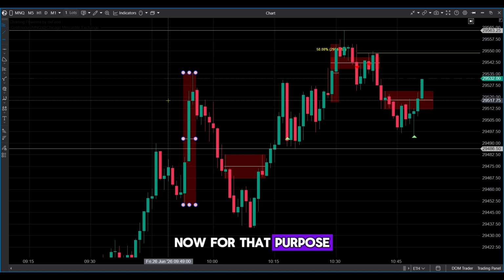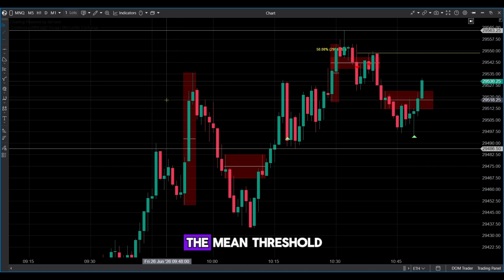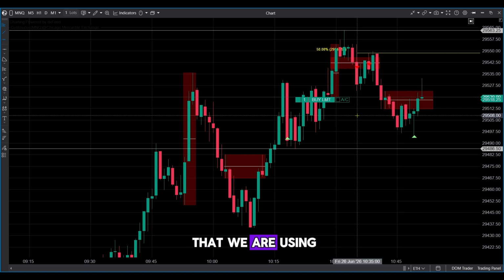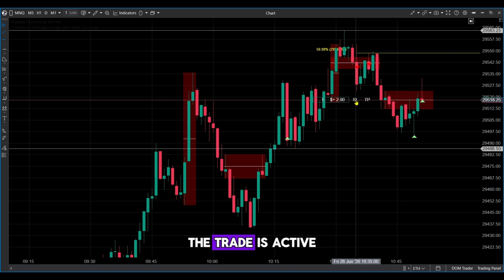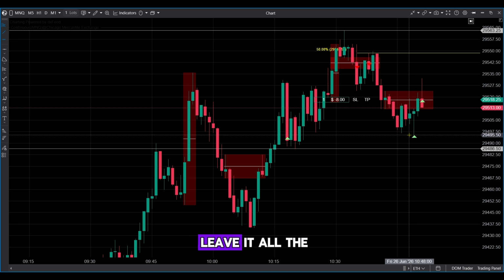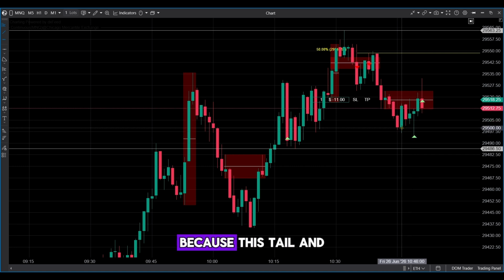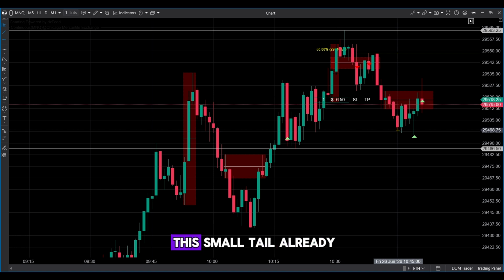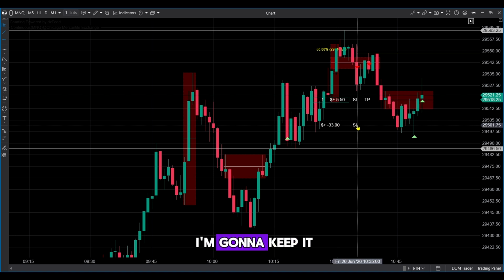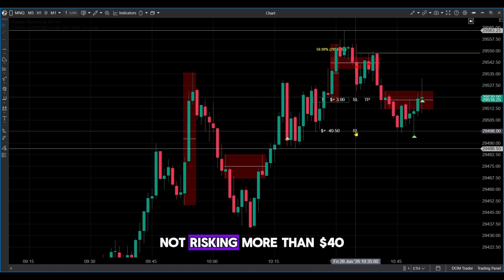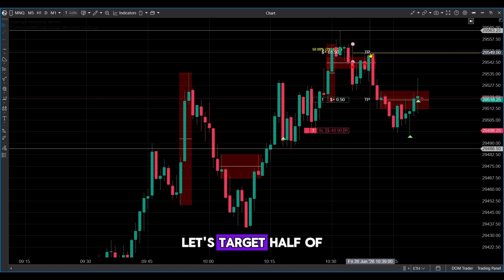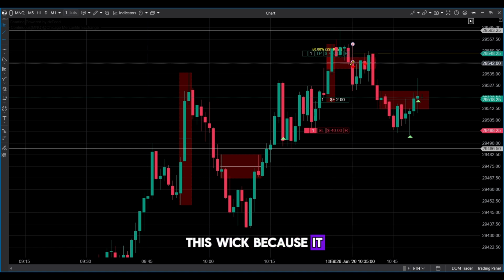Now, for that purpose, let's see if we get an entry at the mean threshold. We're leaving the stop lower. It's the same technique that we are using over and over again. The trade is active. As for the stop, I will be aggressive. I'm not going to leave it all the way at the lows because this tail and this small tail already tap into the liquidity. As for the stop, I'm going to keep it low risk and not risking more than $40. As for the profit, let's target half of this wick because it can't stand.